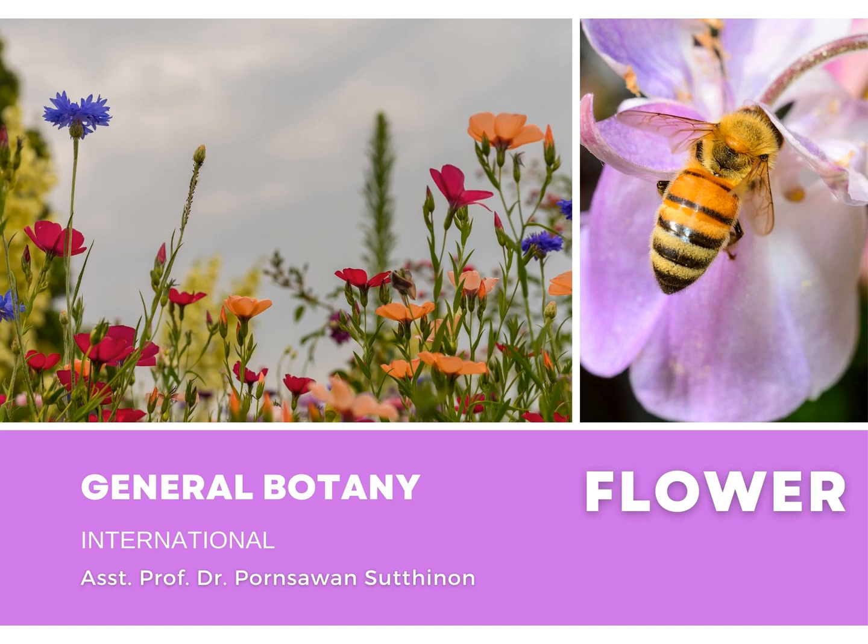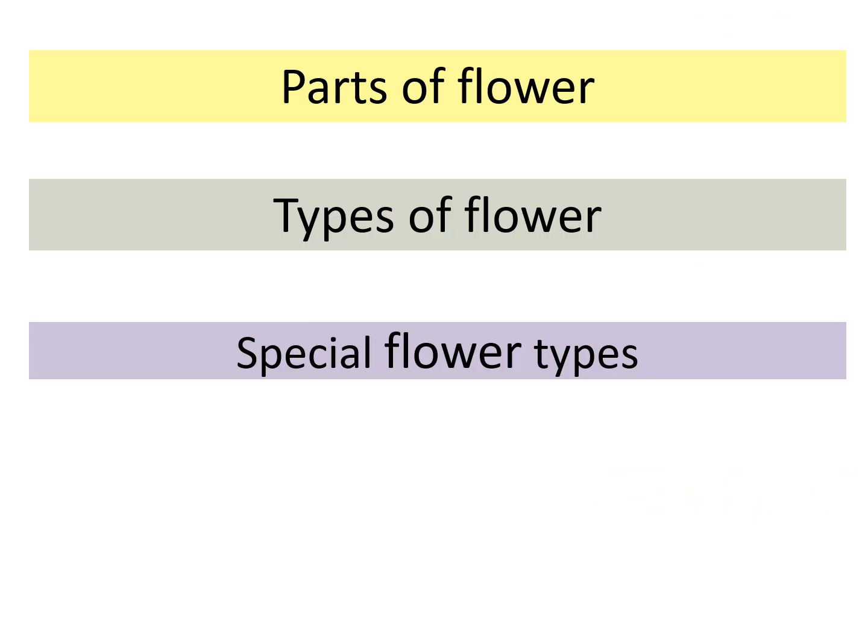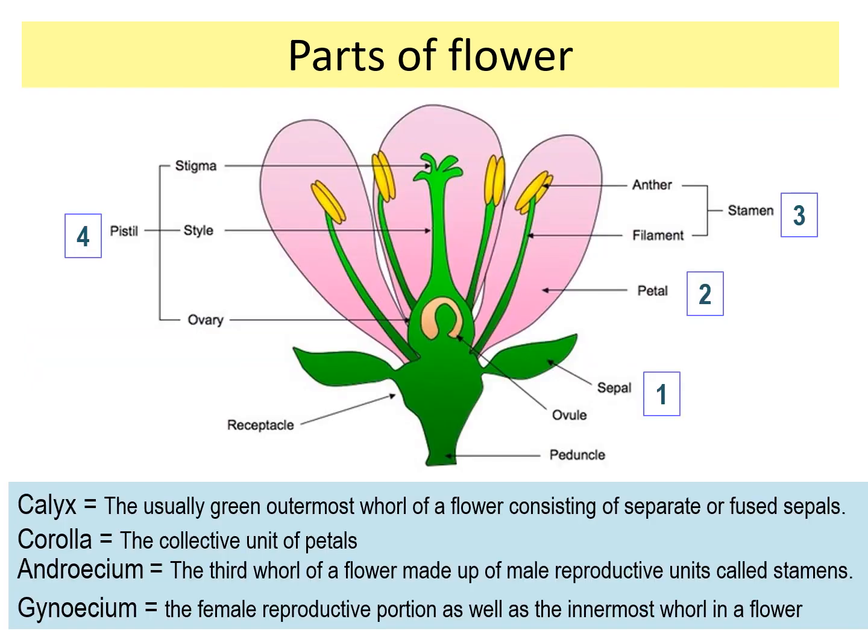Chapter 5: Flower. In this study, we're going to study the parts of a flower, the types of flower, and also the species of flower types. Let's begin with the parts of the flower, or the flower composition. Normally, the flower is composed of four main structures. First is sepal, second is petal, third is stamen, and the fourth is pistil.